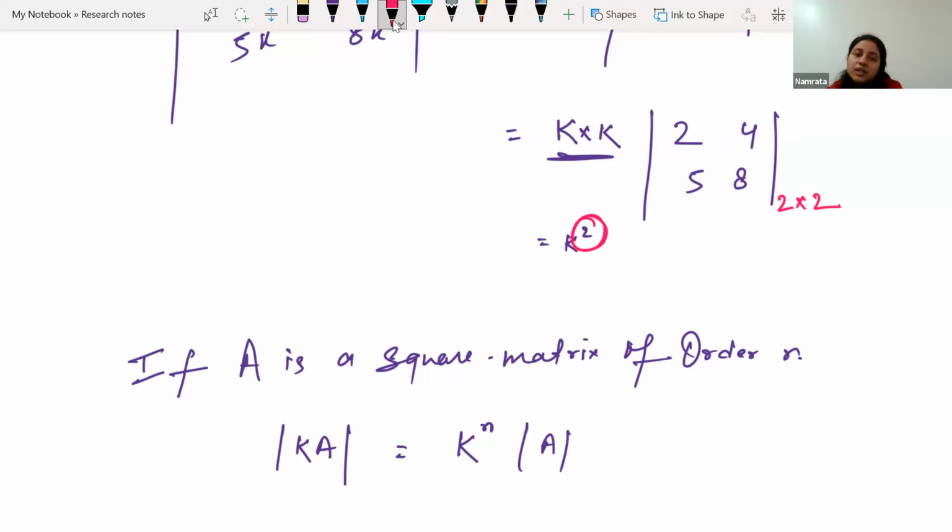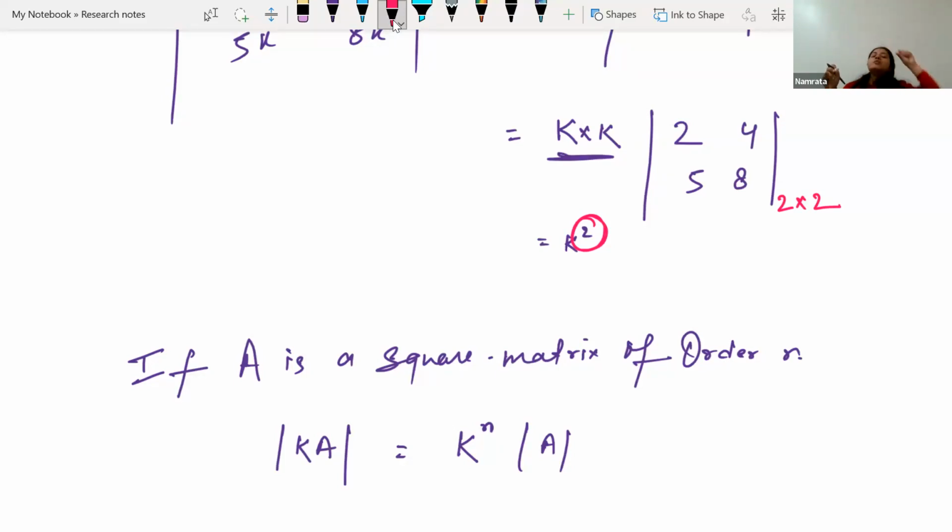Okay, so k we have taken out common from the first row, k we have taken out common from the second row, and eventually it became k square. When the order was 2 cross 2, it became k square. Similarly, when we are having a matrix of order n, then for the determinant k times A, like this, we will be having k to the power n outside.